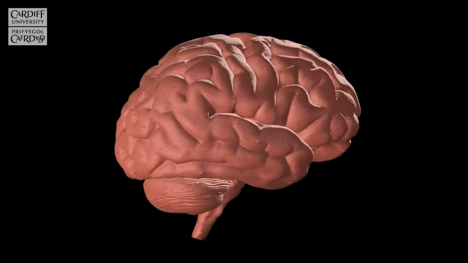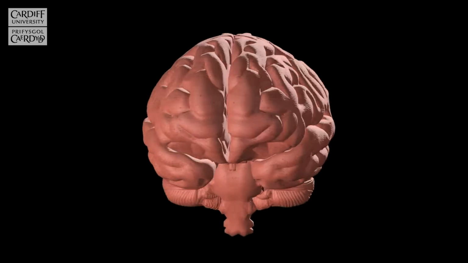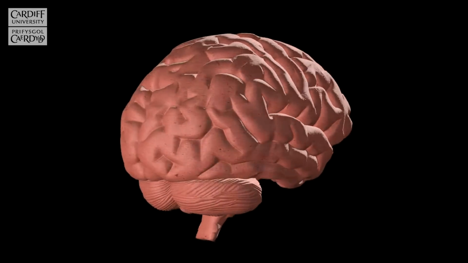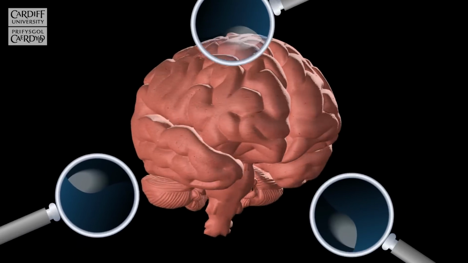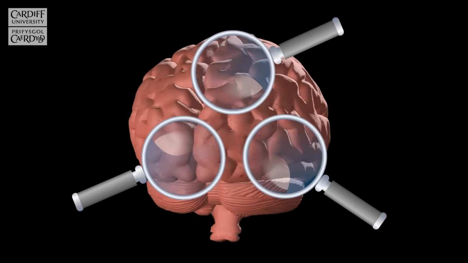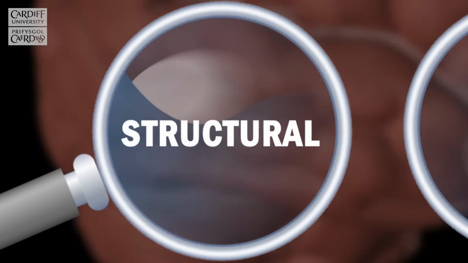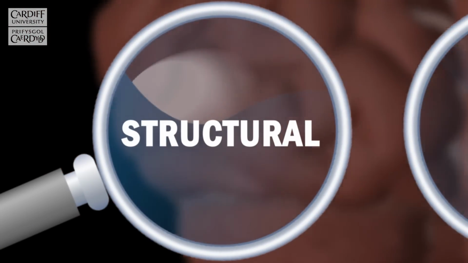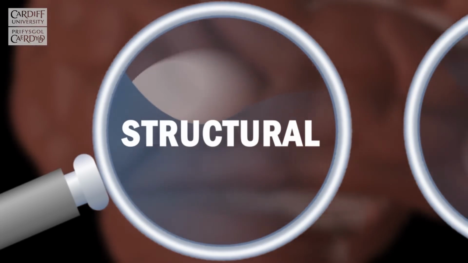If we want to look at the brain and how it functions, there are a number of techniques available to us, each with their own advantages and disadvantages. Brain investigation techniques can be divided into 3 broad categories. Structural techniques are used to determine the structure of the brain and what it looks like, but aren't useful for telling us about second-by-second activity.